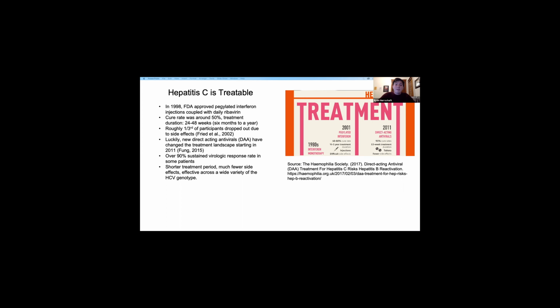Starting in 2011, direct-acting antivirals started to hit the market, and these were much more effective. About 90% of the time they achieved what is called sustained virologic response, which in lay terms is very similar to a cure, basically cured. So about 90%, but oftentimes more than 95%. It was a shorter treatment with much fewer side effects, and it was effective across a wide variety of HCV genotypes, whereas with the earlier treatments, some genotypes were much more resistant than others.